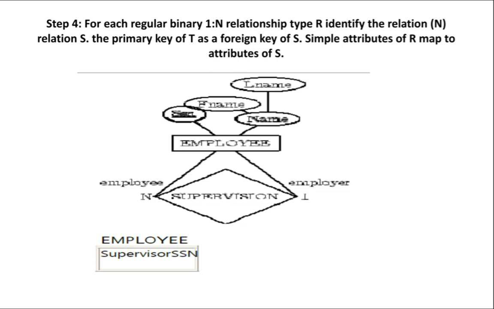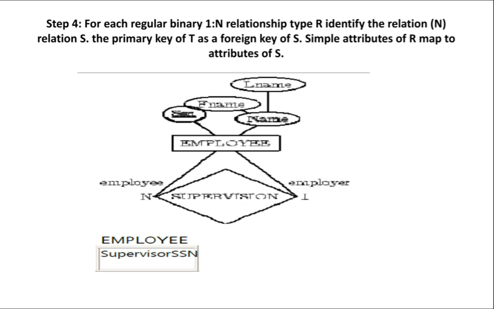For example, one employer will be there, n employees will be working under one employer. One boss, number of n employees will work under one boss. Here it is a 1:n type of relationship. Here also what you have to do, you have to consider a table, employee table. In that you have to include supervisor SSN. Just simple. Here also you have to use primary key as the foreign key.